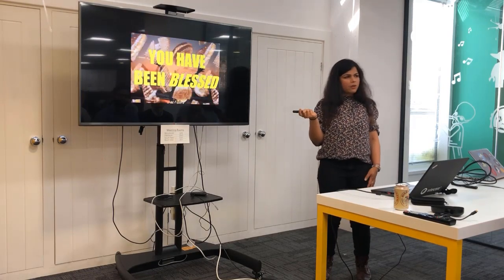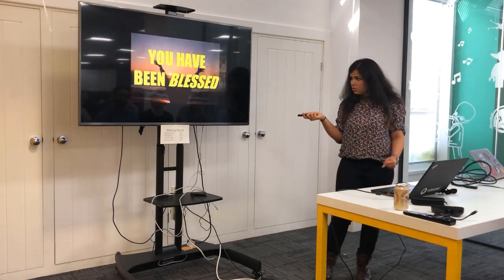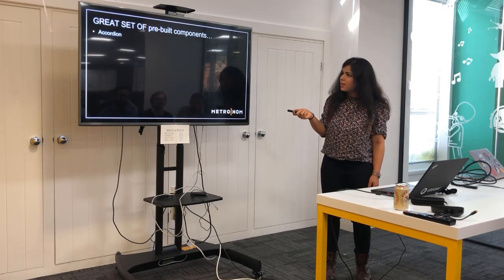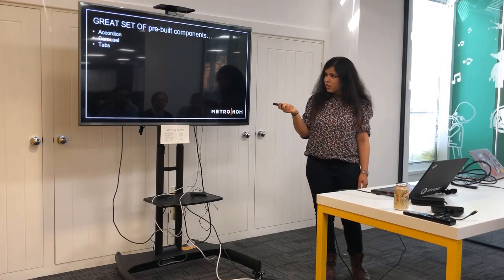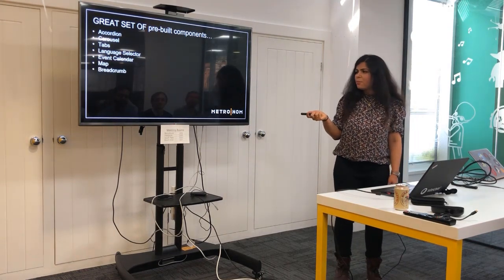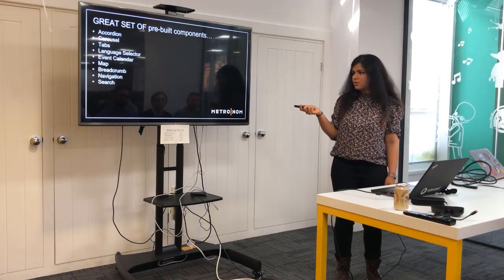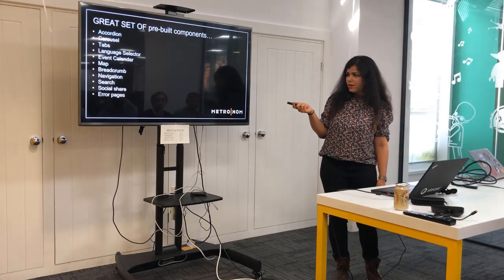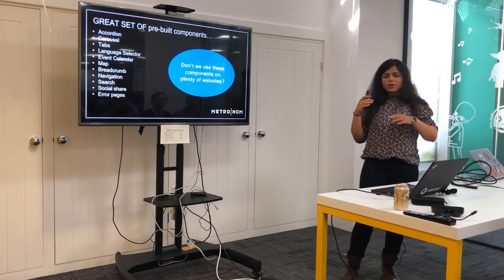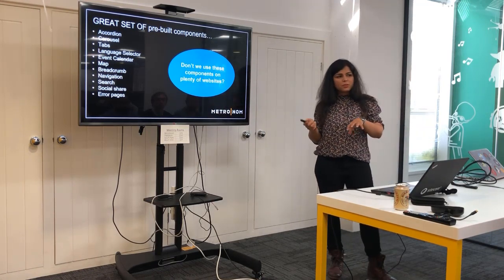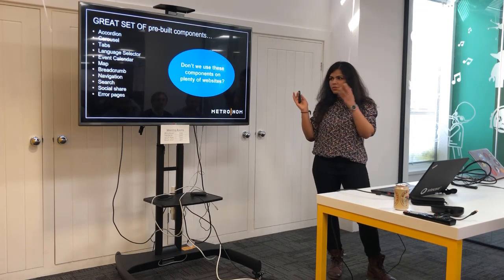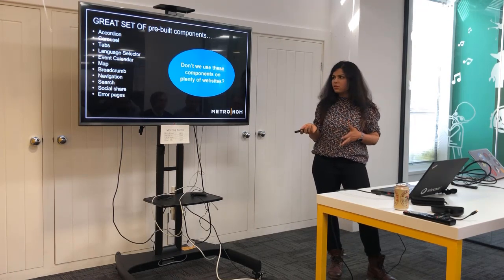So, out of the box, SXA has plenty of good news for you, so you might feel blessed in that case. We have accordion, carousel, tabs, language selector, events calendar, map component, breadcrumbs, navigation, search, social share, error pages, all out of the box. So even search, which is quite a complex feature, can be implemented within a couple of days, even if you have to do some customization. It's just configuration settings that you need to do in Sitecore.